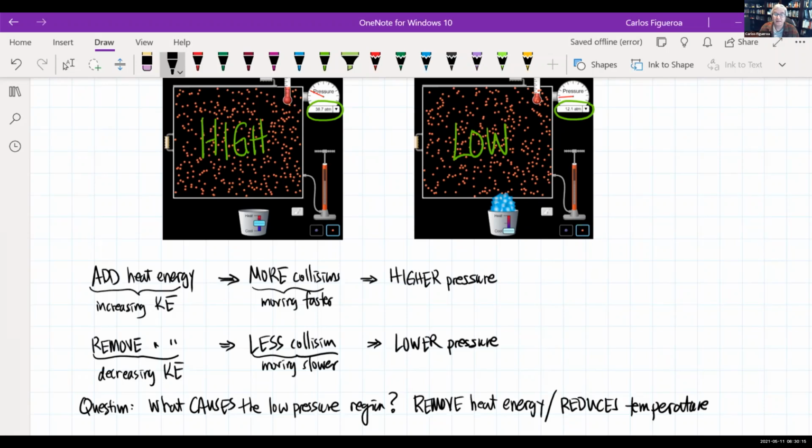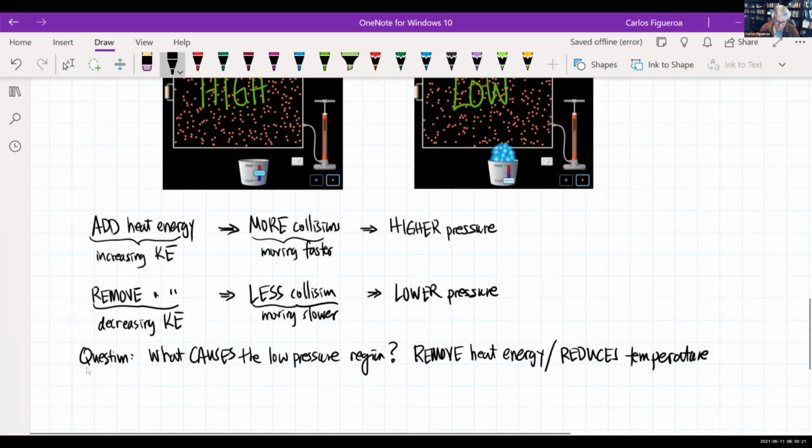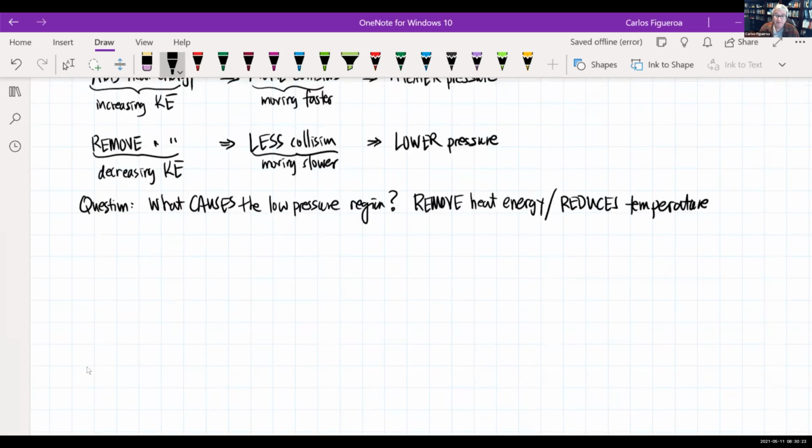We have our last case here, which is volume. And then we'll start looking at examples. And finally, we are at our third one here. And now we're going to talk about the volume of the container and pressure.